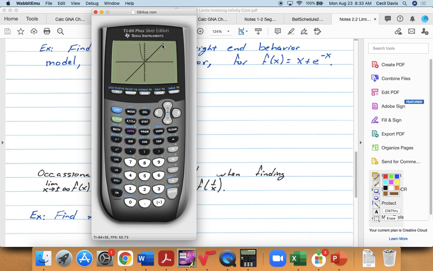All right. So did you see that these look practically identical? Yes. So the right end behavior model is y equals x.